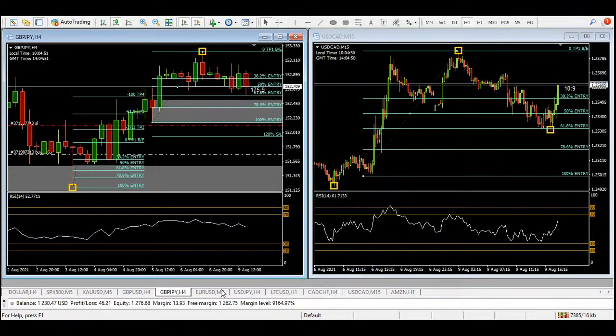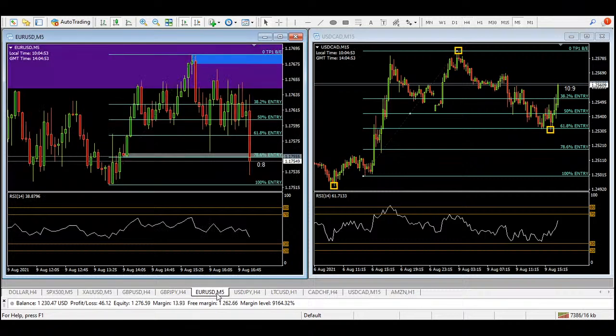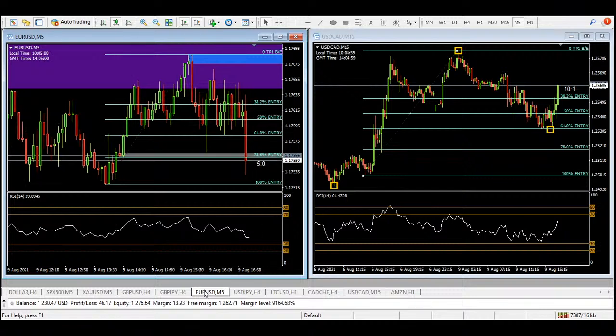My GJ trade is still intact so far. Alright, that's that 5-minute news candle.